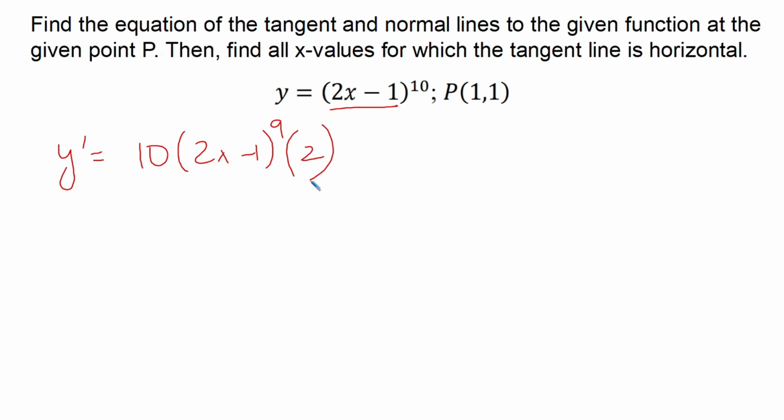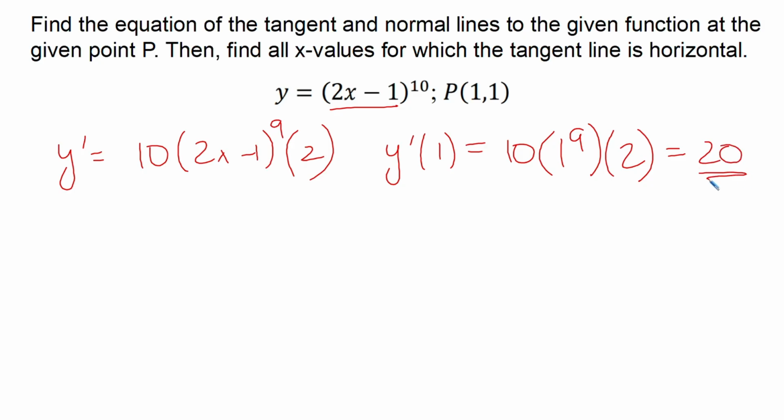So to find the slope of the tangent line, we're going to want y prime of 1, which will be 10 times 1 to the 9th power times 2, which will just be 20. So that's the slope of our tangent line. And that means the slope of our normal line, since the normal line is the line that is perpendicular to the tangent line at this point, its slope will just be the opposite reciprocal of that. So we'll flip it to make it 1/20th, and we'll take the opposite to make it negative 1/20th.